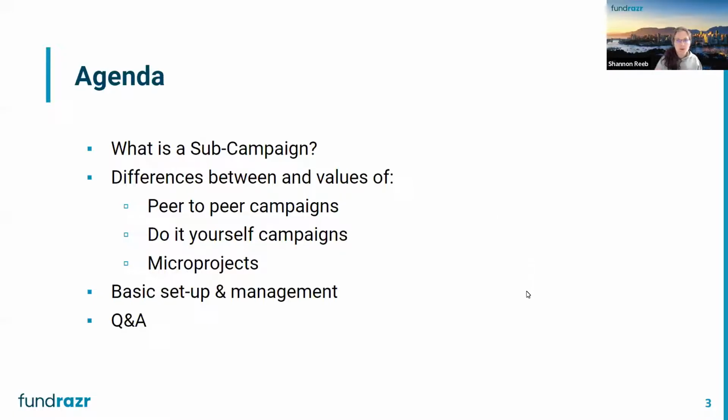So what are we going to go over? First, we're going to go over what a sub-campaign is. So if you're sitting here going, I have no idea what you're talking about, don't worry. We'll talk all about what it is and why it's helpful. We'll go over the differences between values of the different types of sub-campaign layouts that FundRazr has. So there are three main ones: peer-to-peer, do-it-yourself, and micro projects.